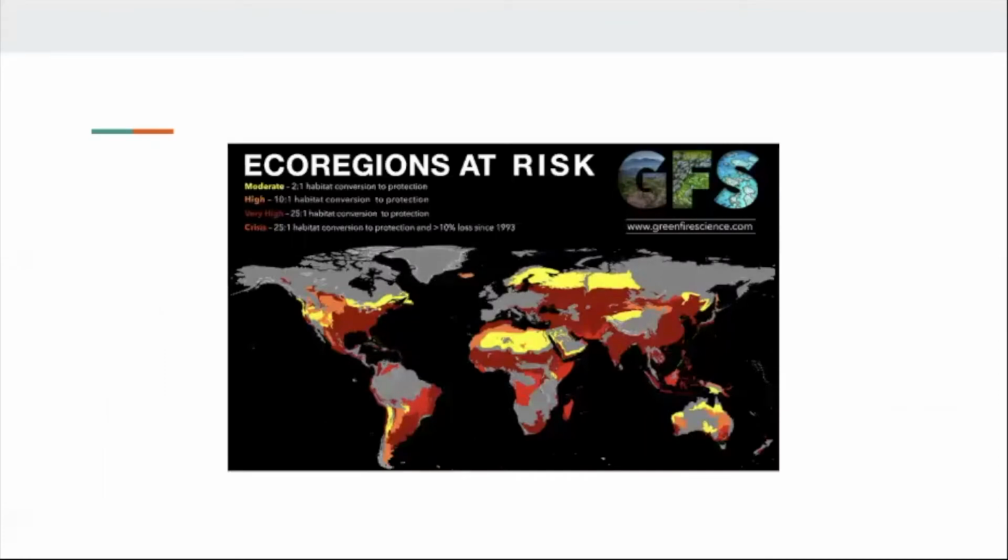So if we look at this map right here, we can see that in North America, mostly the United States and Central America are affected by habitat destruction. In South America, in Brazil and Argentina and Chile, there's a lot of habitat destruction. There's also habitat destruction in Asia and in Europe and in Africa.